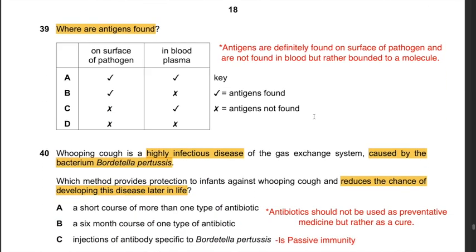Question 39. Where are antigens found? On the surface of a pathogen, in blood plasma. Antigens are definitely found on the surface of a pathogen and are not found free in blood, but rather bound to a molecule. Therefore, the answer is B. On the surface of a pathogen, yes, they are found. In blood plasma, no, they are not found.